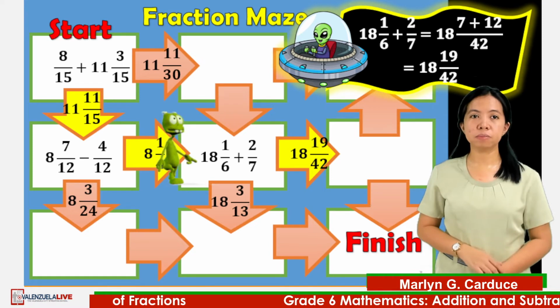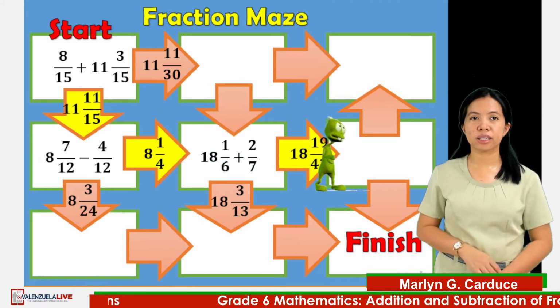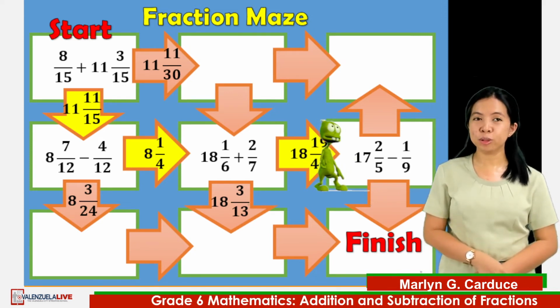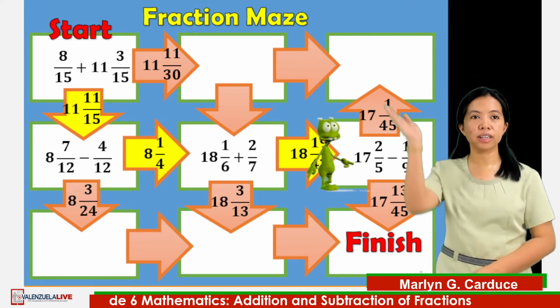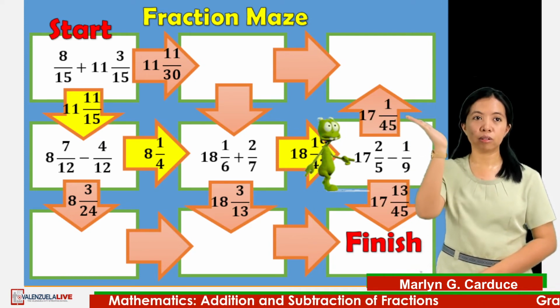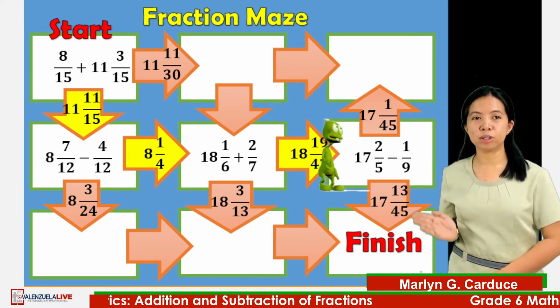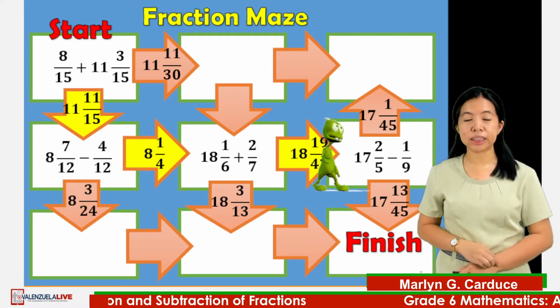For the last problem, we have 17 and 2/5 minus 1/9. Is the answer 17 and 1 over 45 or 17 and 13 over 45? Again, please write your answer in the comment box.